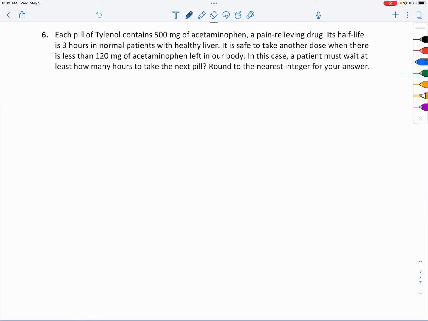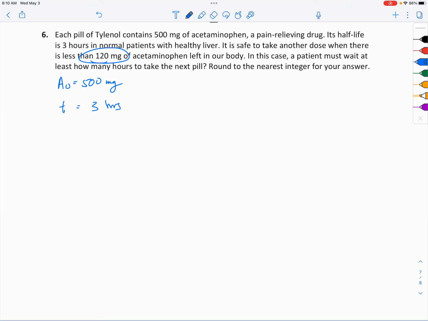Okay, so we are saying the initial amount is 500 milligrams. So we want to find out how much time it's going to take to drop all the way down to 120, but we don't have the K value. But we know the half-life. We know the half-life is 3 hours.